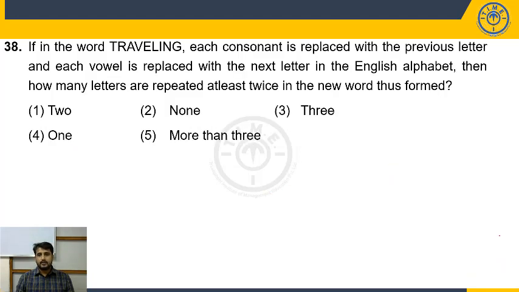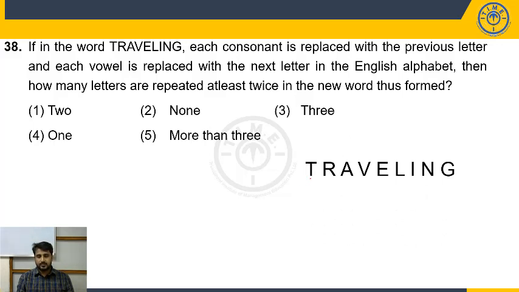Now, if in the word traveling, each consonant is replaced with the previous letter and each vowel is replaced with the next letter, then how many letters are repeated at least twice in the new word thus formed? Okay. What is the given word? Traveling. Consonants are replaced with previous letters.